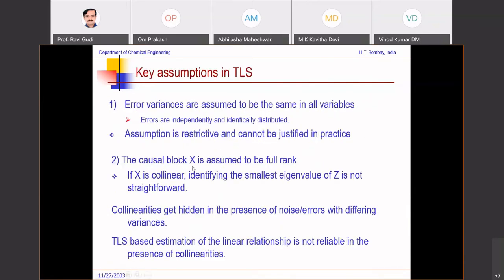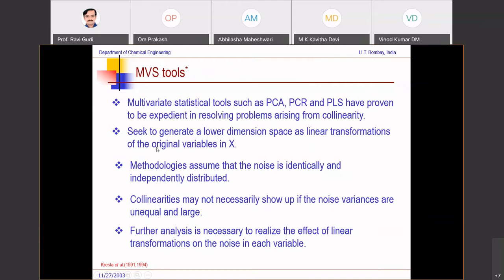The causal block X is assumed to be full rank. And the total least squares estimation of the linear model is not reliable in the presence of collinearities, which is something that we need to address if this assumption is violated. Now there are approaches such as multivariate statistical tools, PCA, which you have studied. PCR and PLS is something that I will introduce in this module and the next. These have proven to be expedient in resolving problems arising from collinearities.